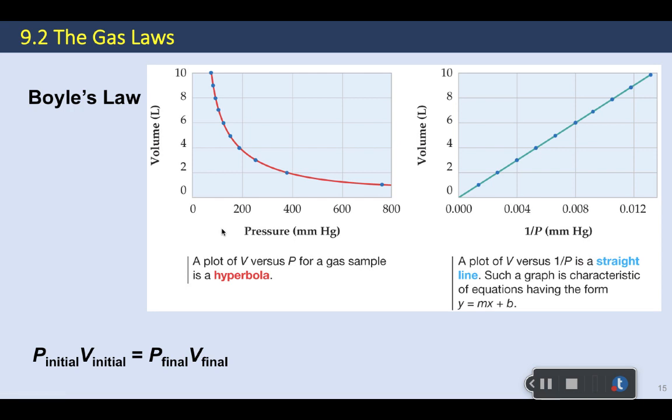Another way of looking at that relationship is to plot it. If you plot pressure versus volume, whichever way you say it, as shown on the left here, you get a hyperbola. It's certainly not linear. But if you plot at the right volume versus the reciprocal of pressure, then we have a straight line, which is why you can say that volume is proportional to 1 over pressure. So we're going to use this kind of thing where we talk about the initial pressure and volume being equal to the product of the final pressure and volume.